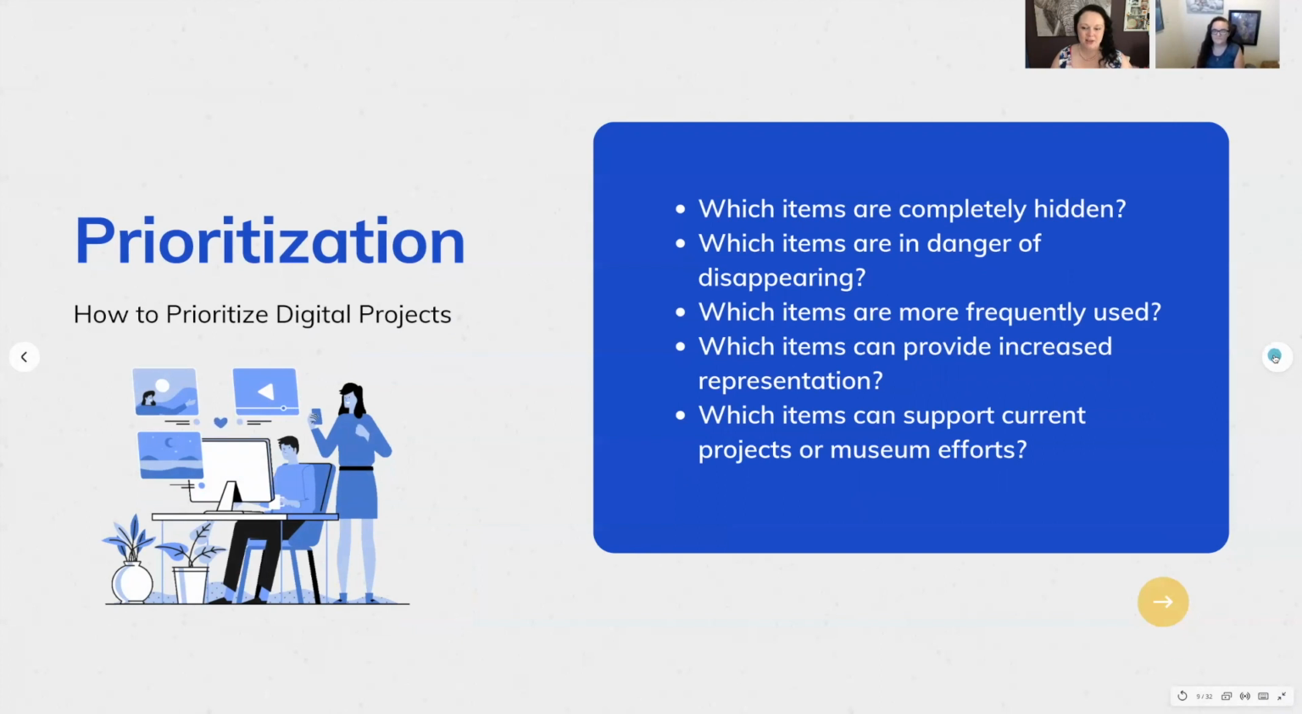So once you've done that assessment process, you will probably come up with more than one project idea. And so the next part is prioritizing, because many of us don't have unlimited resources and staff to do these things. And so we really need to think about how to choose what happens next.